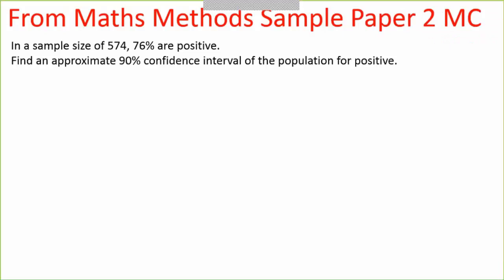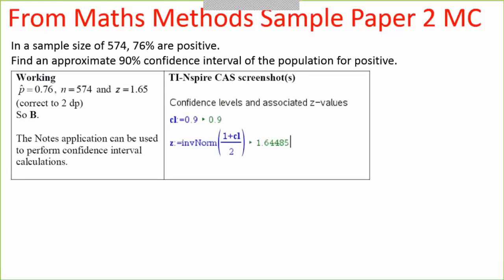76% of our sample tested positive. We want to find an approximate 90% confidence interval for the population proportion for positive. Here are the results, and option B was described as the correct one.